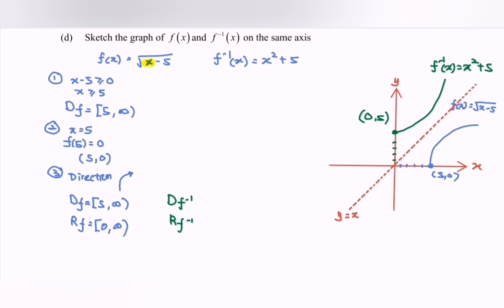Next, refer to the domain for the f inverse, referring to the x values, in green in color. So we have the starting point, start from 0 to infinity. Then, for the range for f inverse, kindly refer to the y values. So the minimum value is 5 to infinity.